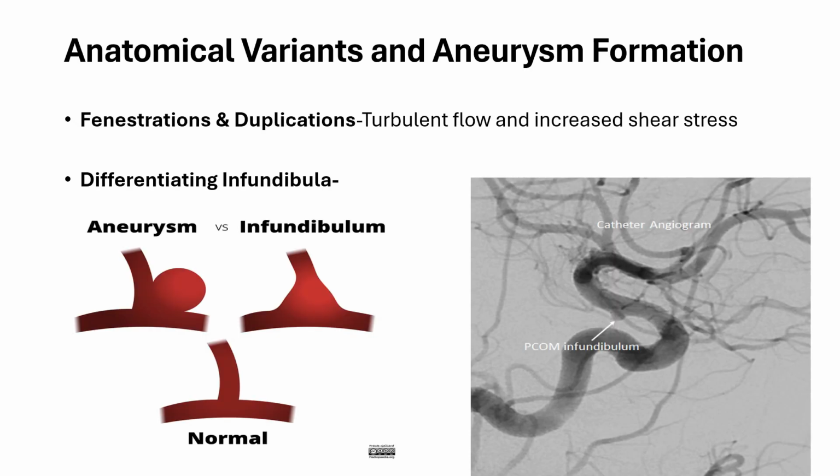Fenestrations and duplications lead to turbulent flow and increased shear stress and lead to the formation of aneurysm, whereas an aneurysm must be differentiated from anatomical variants, that is the infundibulum. An infundibulum is a benign funnel-shaped widening at the vessel origin, often mimicking a small aneurysm, as we can see in this image. This is the outpouching noted from this vessel. This is the infundibulum, that is the funnel-shaped dilatation of the vessel at its origin.